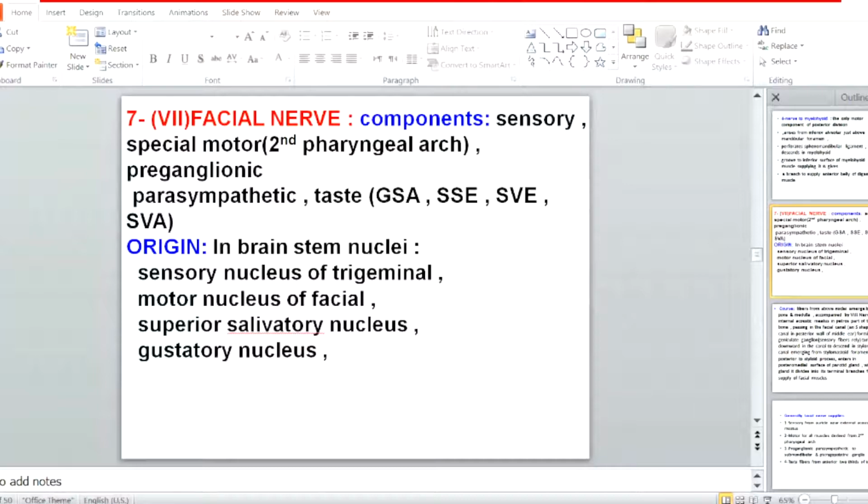The facial nerve is a complicated nerve. It's composed of 4 components of fibers, so it takes origin from 4 nuclei in the brain stem. It contains sensory, that is general sensations from the middle ear.